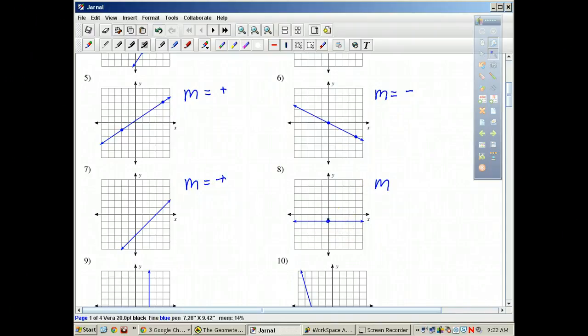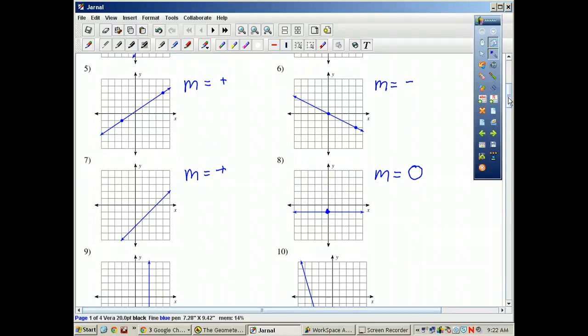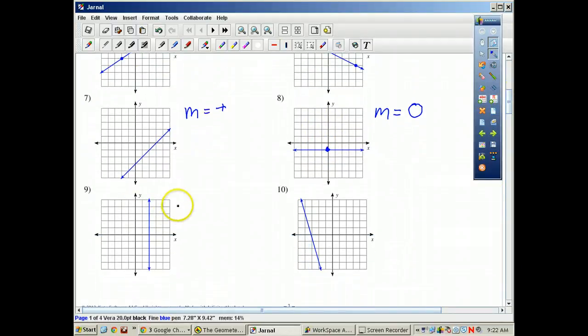It's not going up from here. It's not going up. It's not going down. It just stays the same. So slope is the change. It's not changing at all. So there is zero slope. There is zero slope.